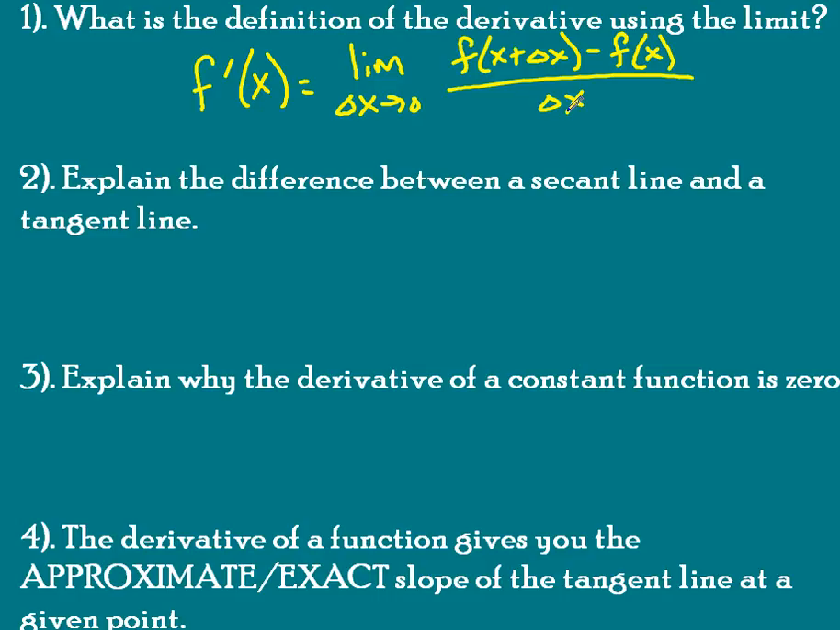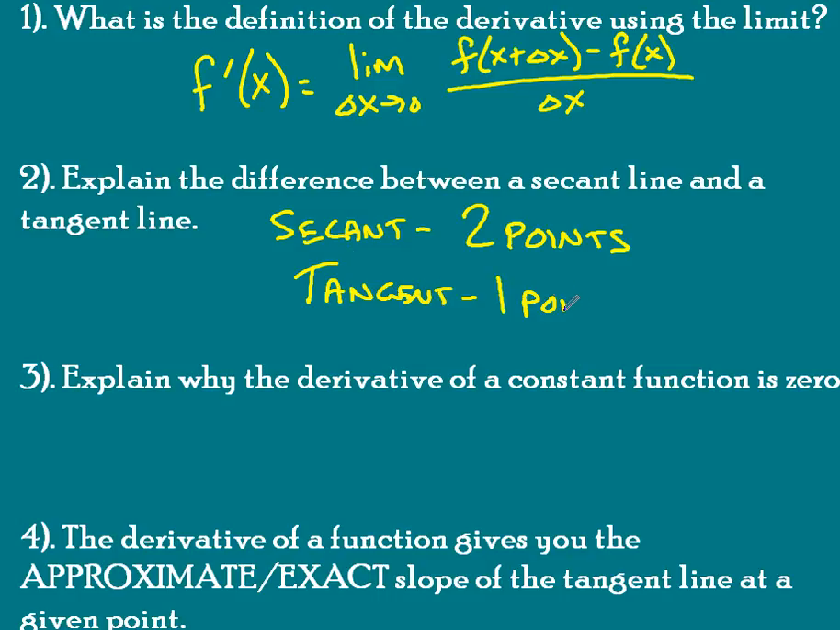Okay, number two, the difference between a secant line and a tangent line. A secant line hits the graph at 2 points, whereas a tangent line hits the curve at 1 point. So if this is my curve, that right there would be a secant line. This right here would be a tangent line, touching at 1 point versus touching at 2 points.